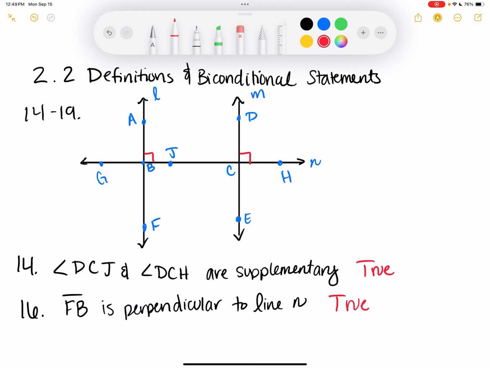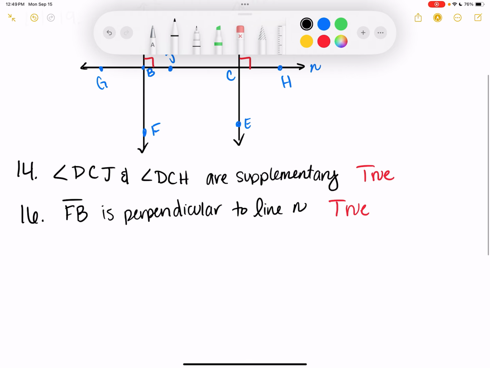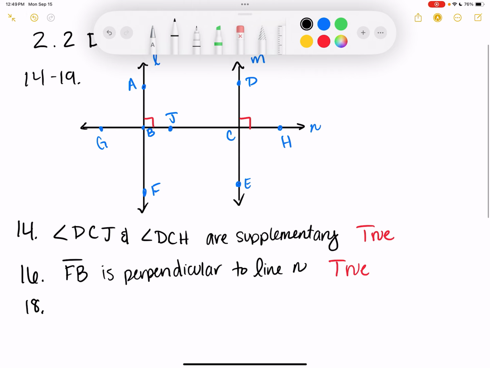Can't go too far away from my picture. Line M bisects angle JCH. What kind of angle is JCH? No. That's a line, 180 degrees. So that's called a straight angle. Supplementary would have to be a pair of angles. So this is a straight angle.